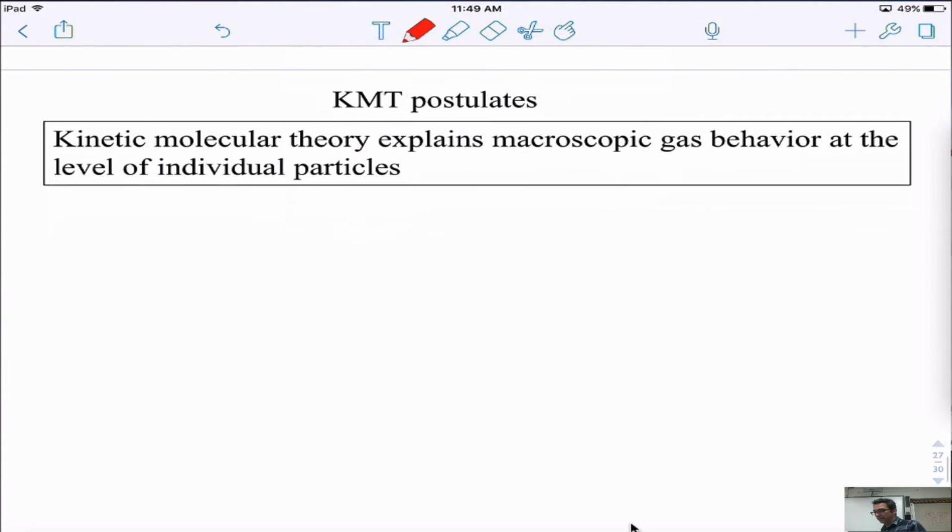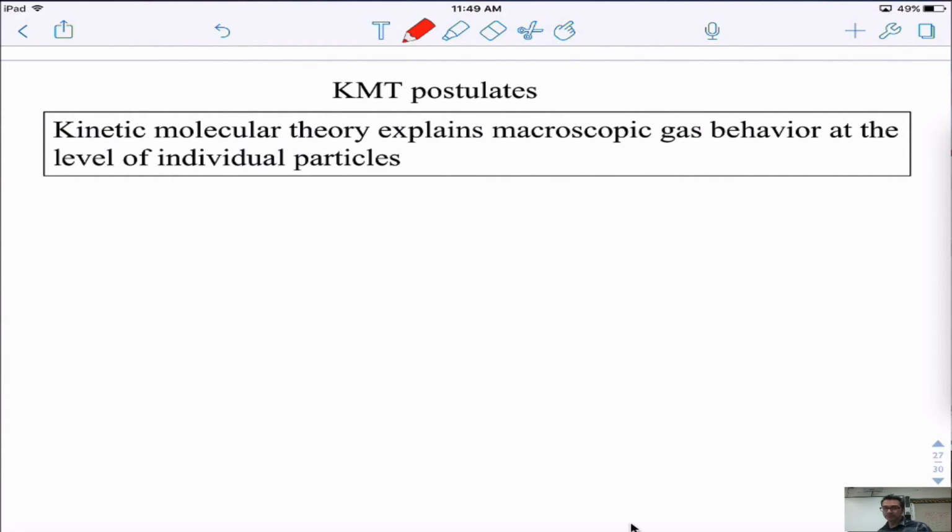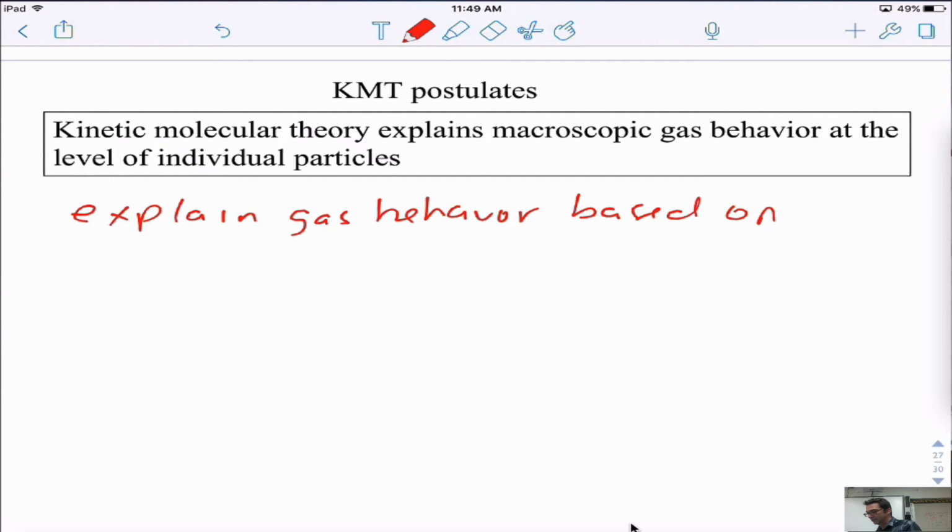I want to pull things back to the beginning of the chapter when we did KMT. And I say this in class a lot. What are the ideas behind KMT? The kinetic molecular theory. And the whole idea behind this is, if we look at how gases behave, we can explain gas behavior based on their particle nature.